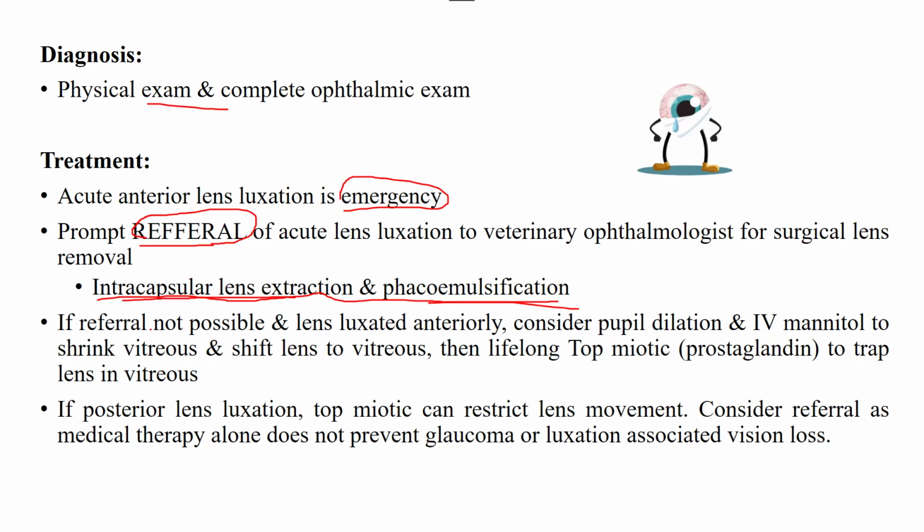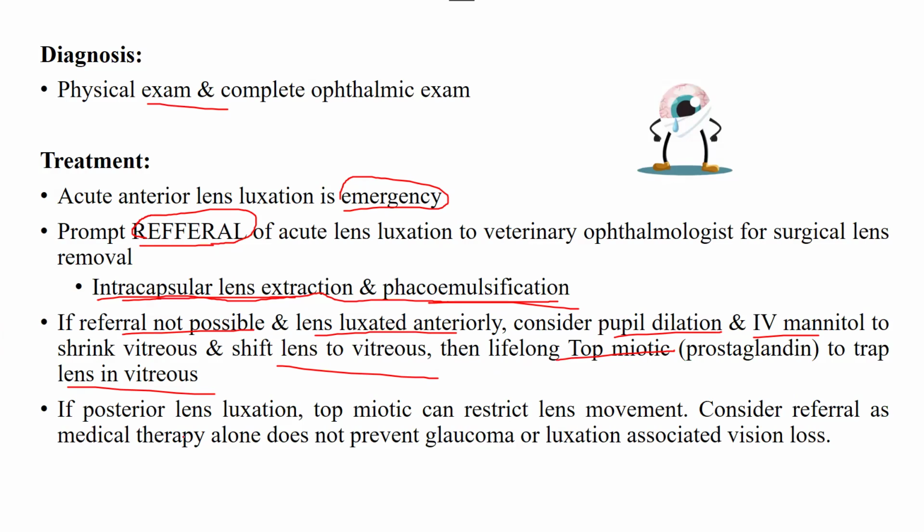If referral is not possible, then for a lens luxated anteriorly, consider pupil dilation and IV mannitol to shrink the vitreous and shift the lens into the vitreous. Then give lifelong topical miotic prostaglandin to trap the lens in the vitreous. So basically, this is what you are going to do if referral is not possible: dilate the pupil, use IV mannitol to shrink the vitreous and shift the lens to the vitreous, and use these miotics for life.